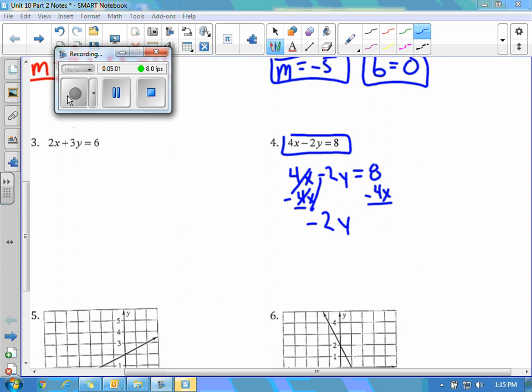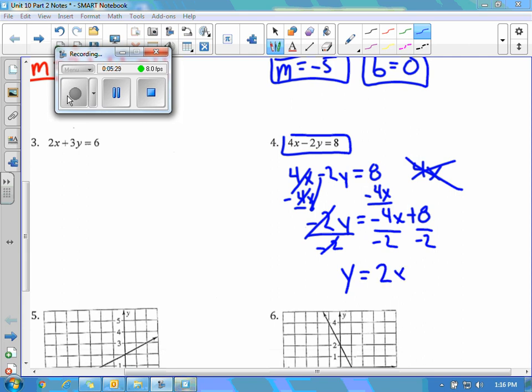Okay, so it's negative 2y equals, again, this is not 4x. I cannot put them together, so it's negative 4x plus 8. Now my goal is to get y by itself. I need positive y by itself, so I need to divide everything by negative 2. So negative 2 divided by negative 2 is 1, so I just have y. Negative 4 divided by negative 2 is positive 2 with my x. And then 8 divided by negative 2 is negative 4, so I'm going to have minus 4 there.